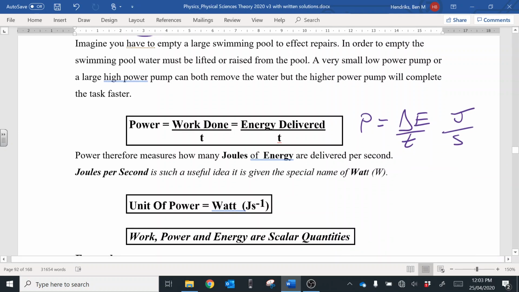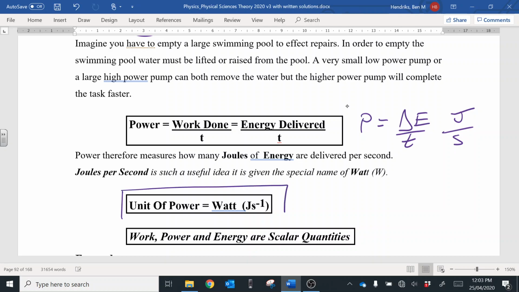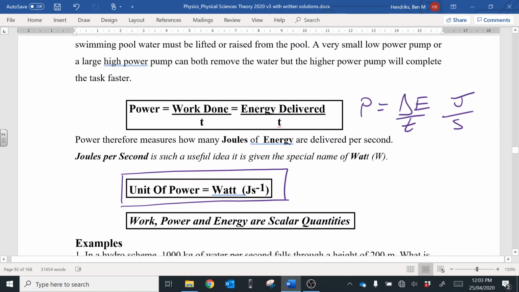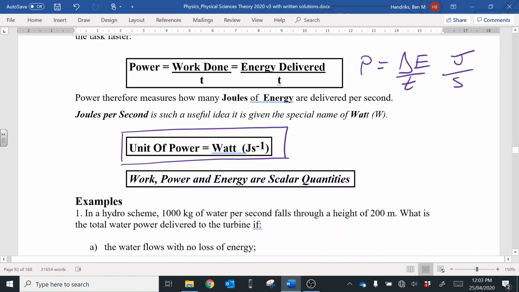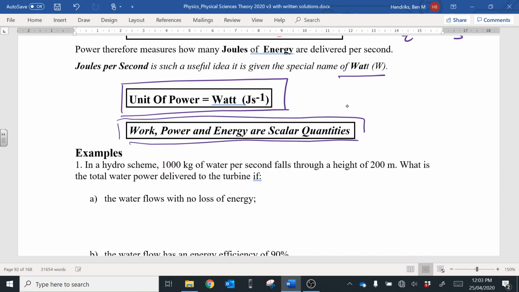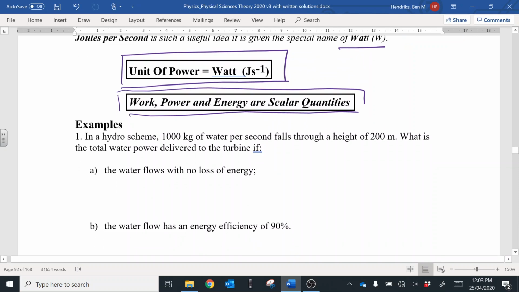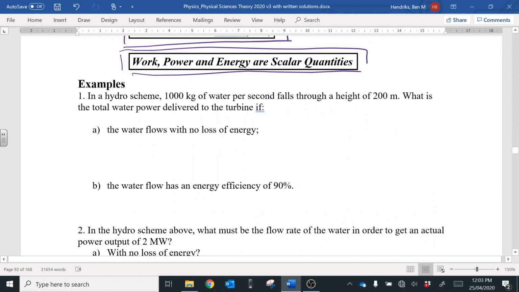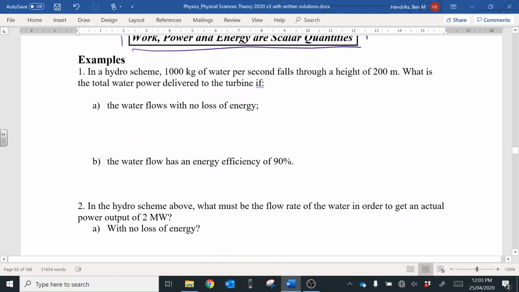The unit of power has been named for Watt. I forget his first name, but the unit of power is actually the watt, so joules per second, or watts, a special name for science. It's important to note as well that work, power, and energy are scalar quantities. We hadn't mentioned that before, but they don't need to have a direction associated with them.